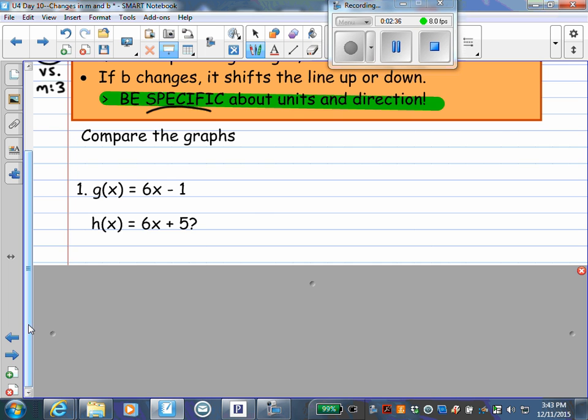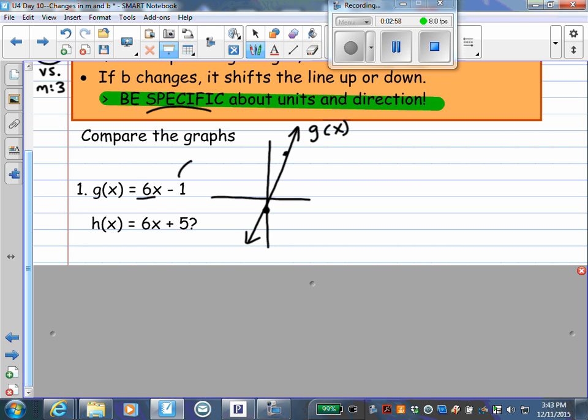I'm not going to do a perfect graph, but g of x begins at -1 on the y-axis, so I'm just going to make a point and assume that's -1. And then its slope is 6, which means up 6 over 1. So it's going to be going up 6 over 1. I'm just going to say it's about like that. Rough sketch. So that's g of x.